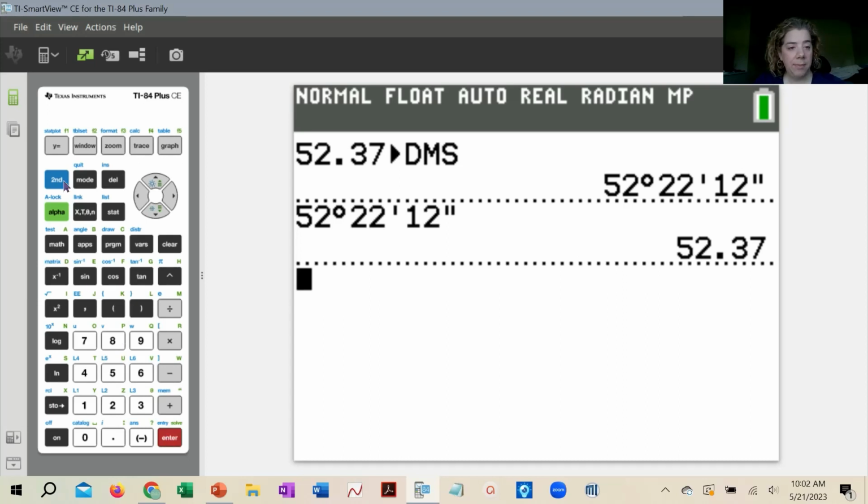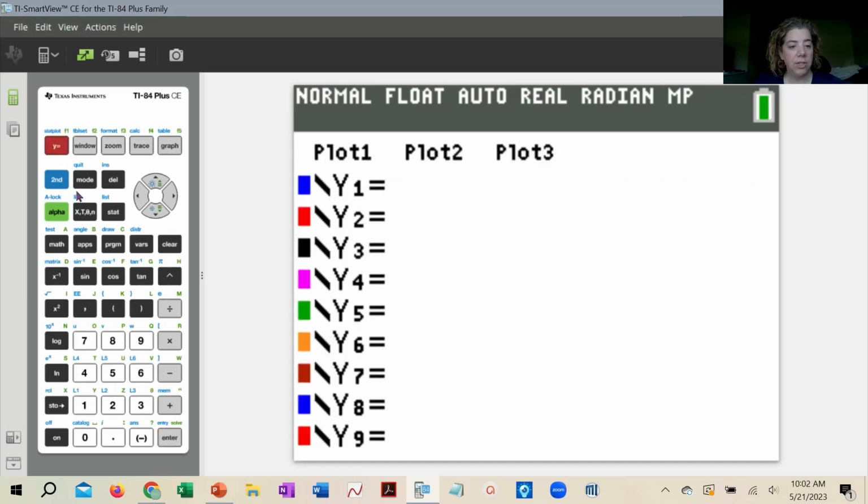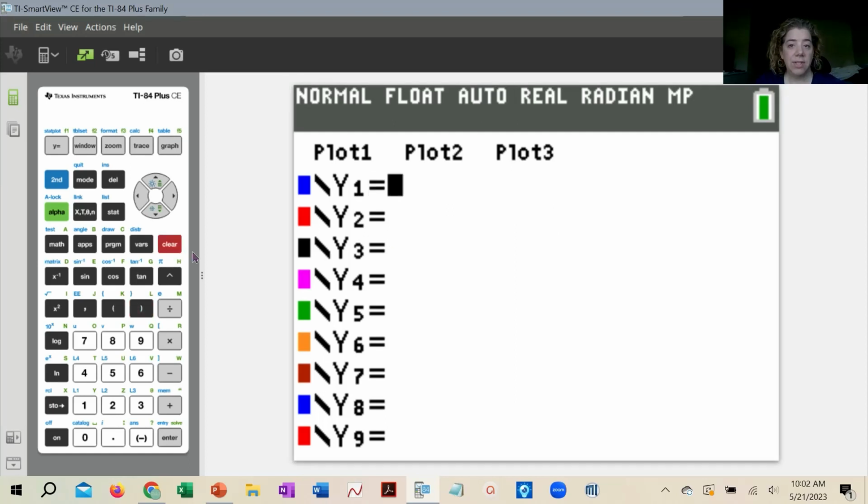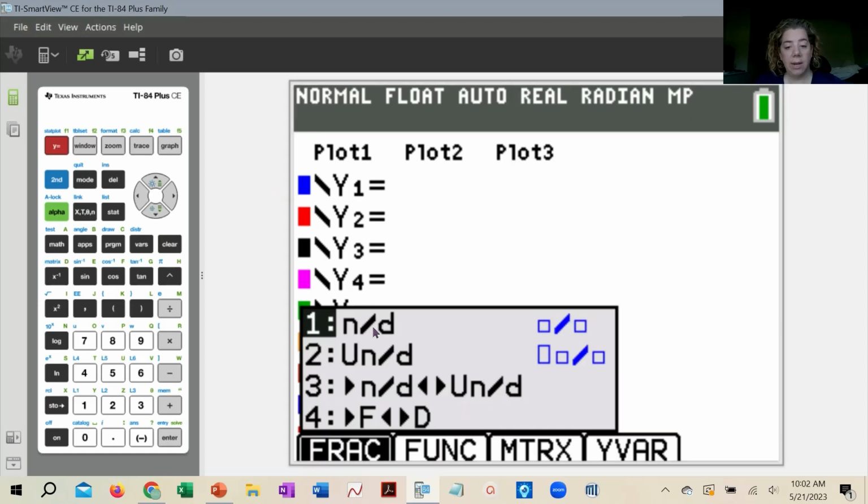All right, the second tip is if you wanted to graph a function, let's do a rational function like x divided by parentheses x plus 2. Okay, that's all fine and good, but you may know that students tend to forget to use the parentheses and then they graph the wrong function. So I encourage my students to use the stacked fraction feature. So if you go to alpha y equals, you're going to get a pop-up menu here.